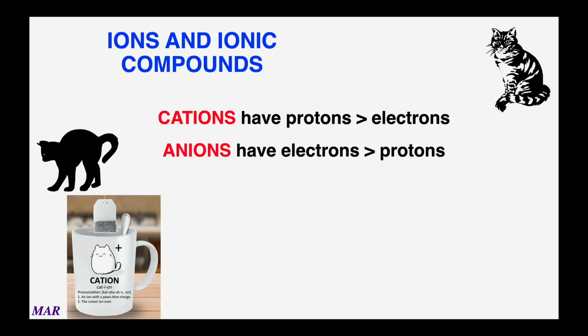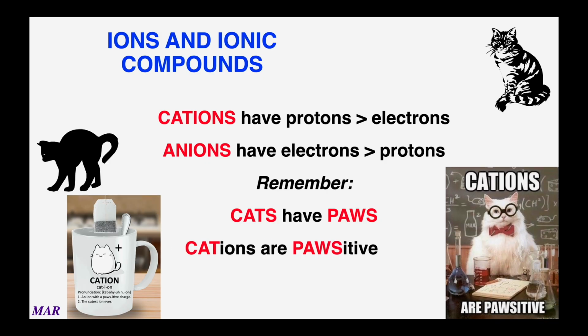Cation and anion may be somewhat new to you. It's not too hard to remember because cats have paws. Cat-ions are positive. All right, I know it's kind of silly. I do like cats, I admit. But anyway, cations have more protons than electrons, and anions have more electrons than protons. But if you remember that cats have paws, or cations are positive, you're going to be good to go.